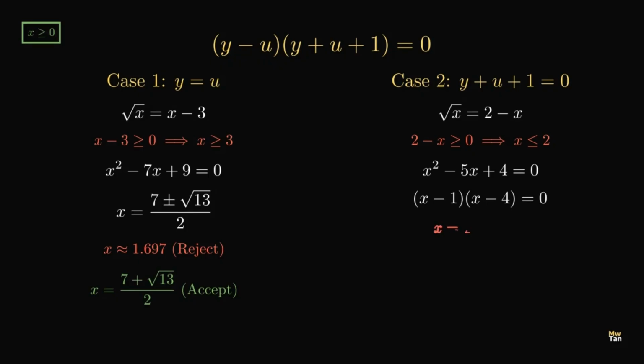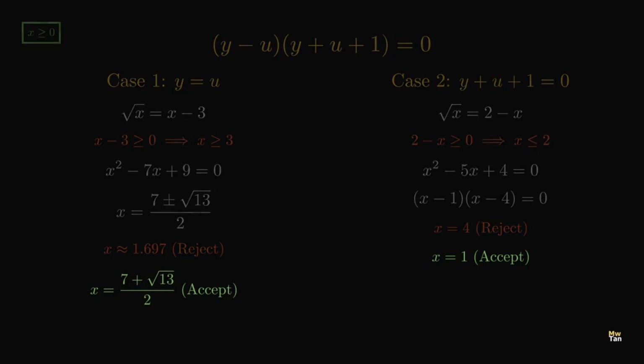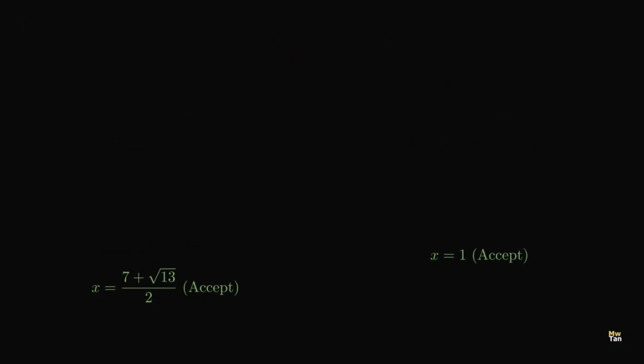Check against our condition. x at most 2. x equals 4 fails immediately. Rejected. x equals 1 satisfies the condition perfectly. Accepted. 2 roots survive out of 4 candidates.